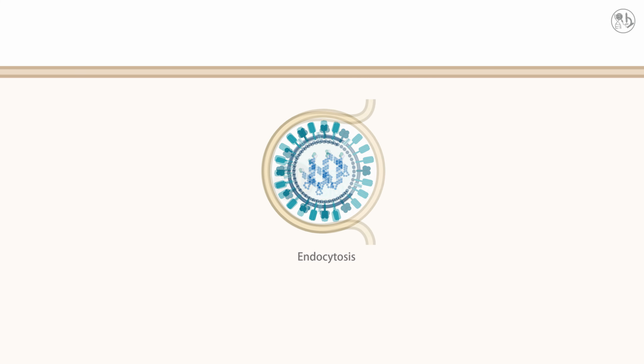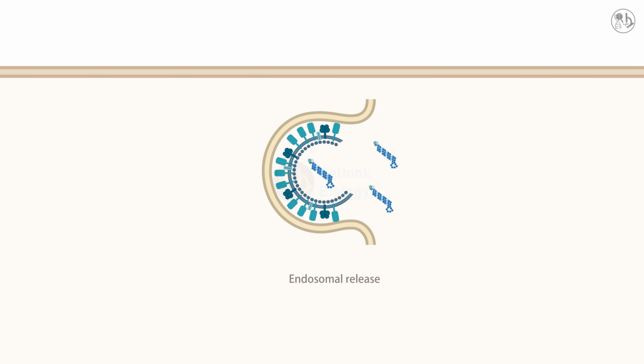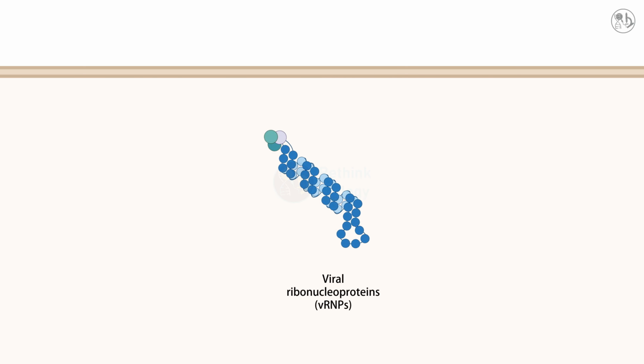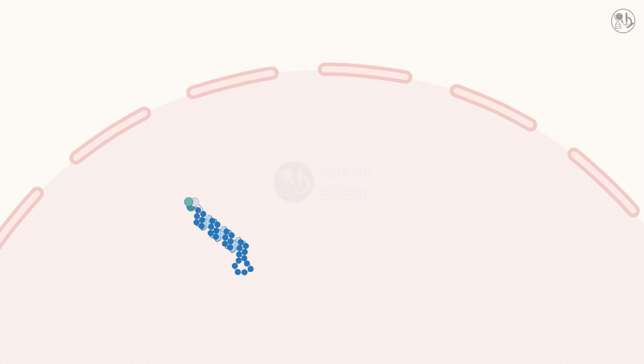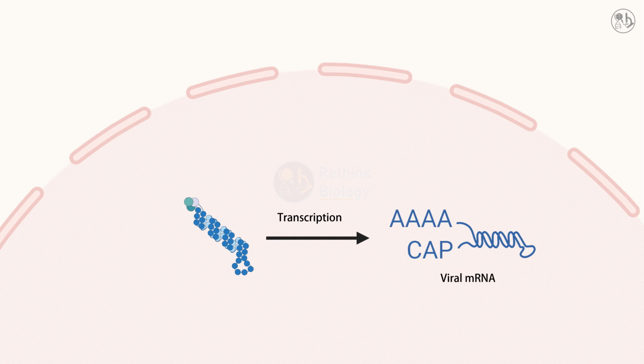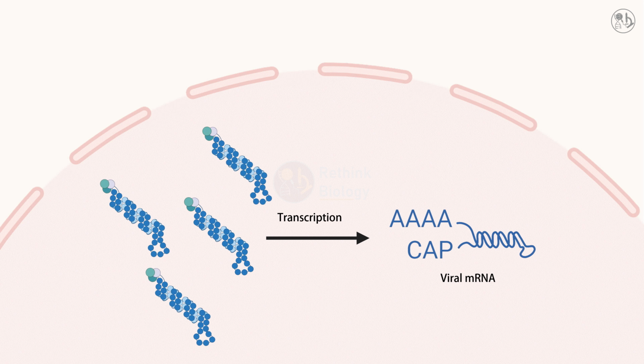The virus then fuses with the endosome, a membrane-bound compartment that transports materials inside the cell. The fusion releases the viral genetic material, which is in the form of 8 segments of RNA wrapped in a protein, called viral ribonucleoproteins or vRNPs. These vRNPs are transported to the nucleus, where they use the cell's machinery for transcription of viral mRNA and replication through a positive-sense complementary ribonucleoprotein intermediate.